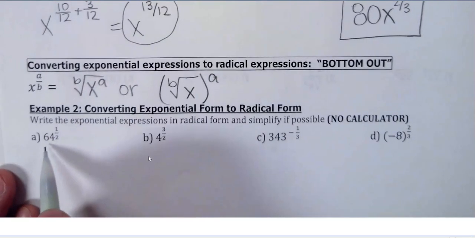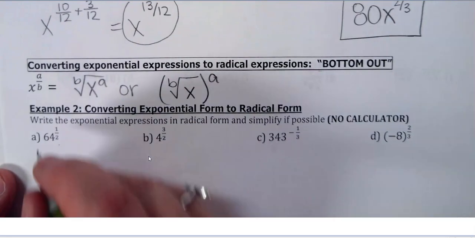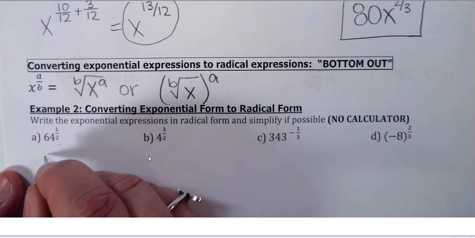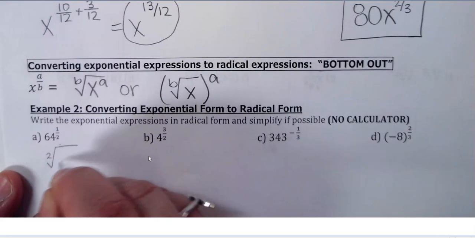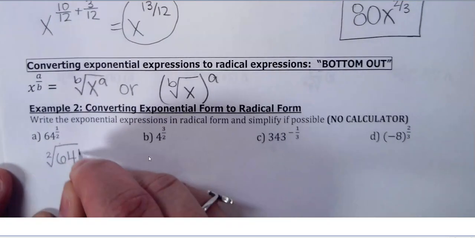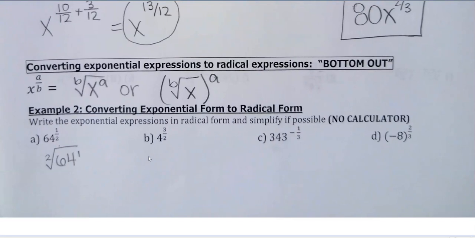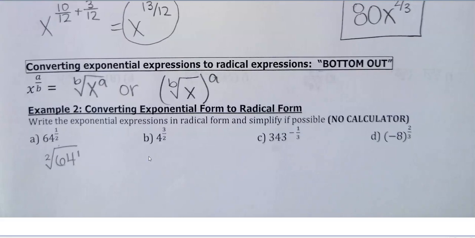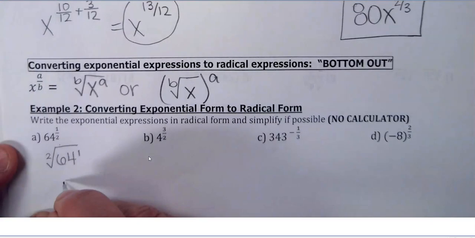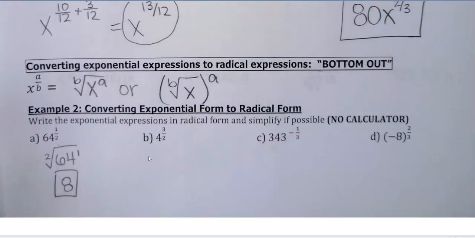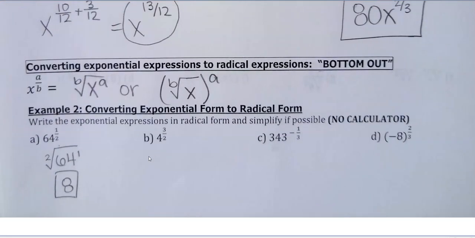So 64 to the 1/2. All right, if I do that bottom out, this would be the square root of 64 to the 1st, which is really just the square root of 64. So 1/2 power is the same thing as the square root, and then you all know the square root of 64 is just 8. So that's literally all you have to do. I would take the root first. In that case, it's just the square root. 64 to the 1st is just going to stay 64. So 1/2 power is the same thing as the square root.